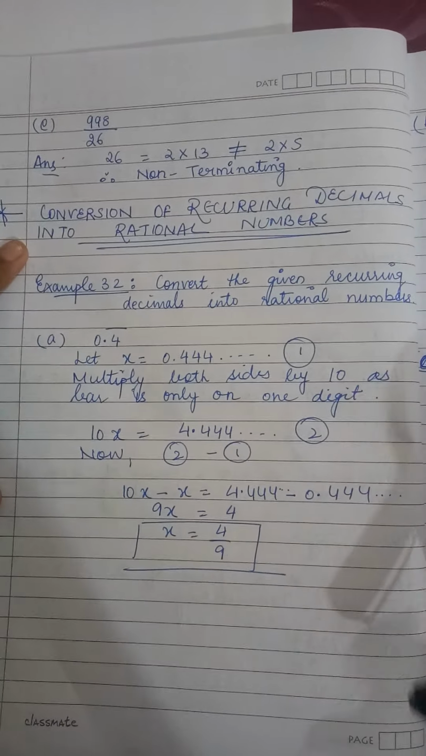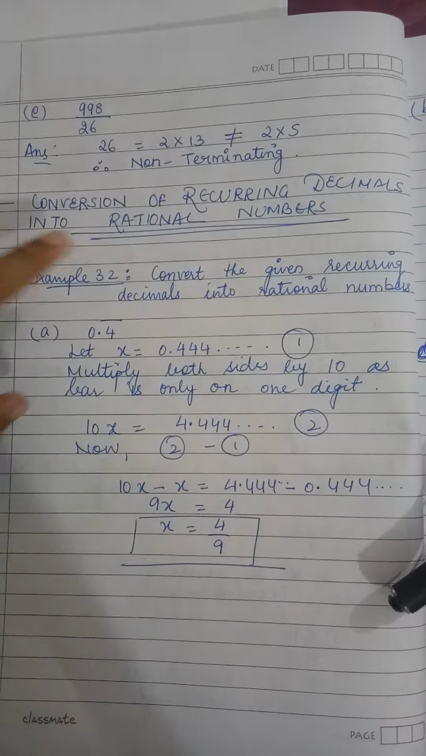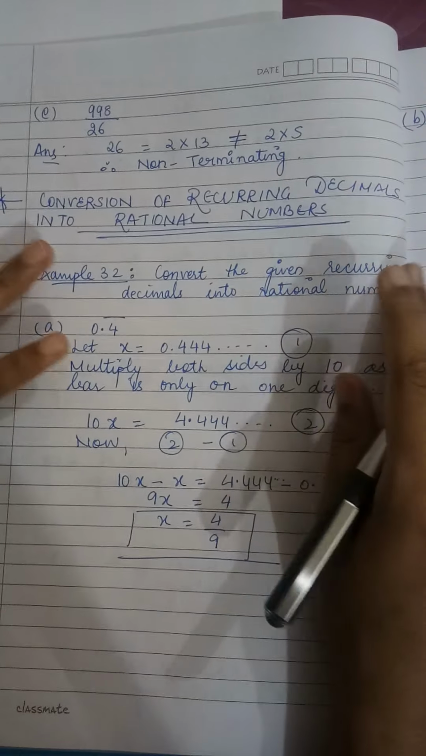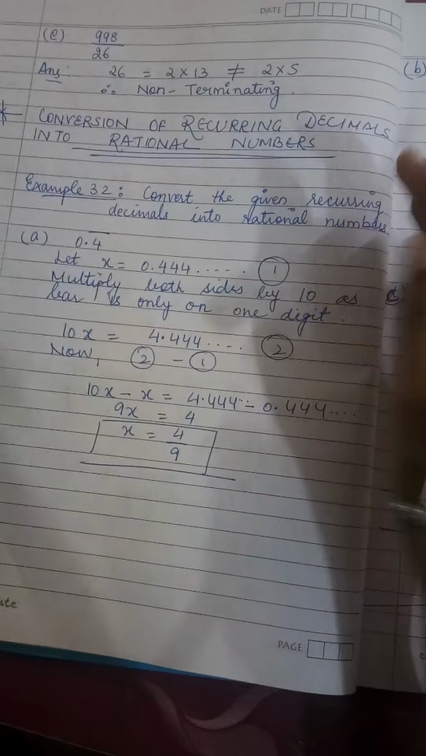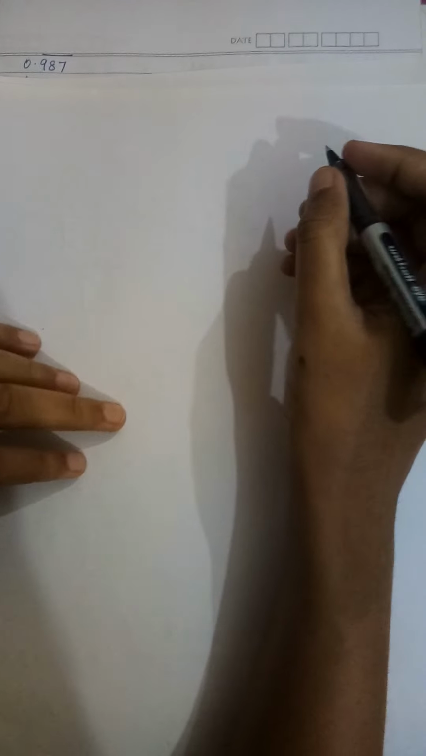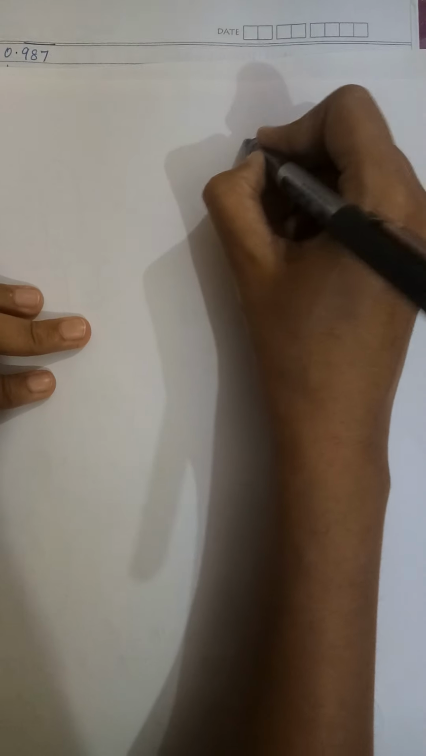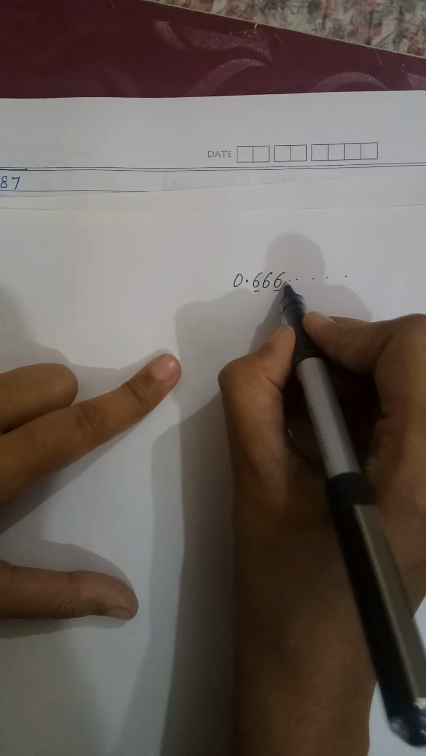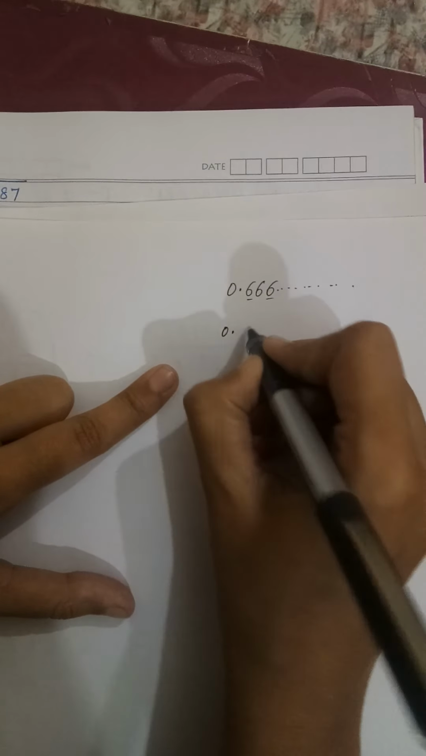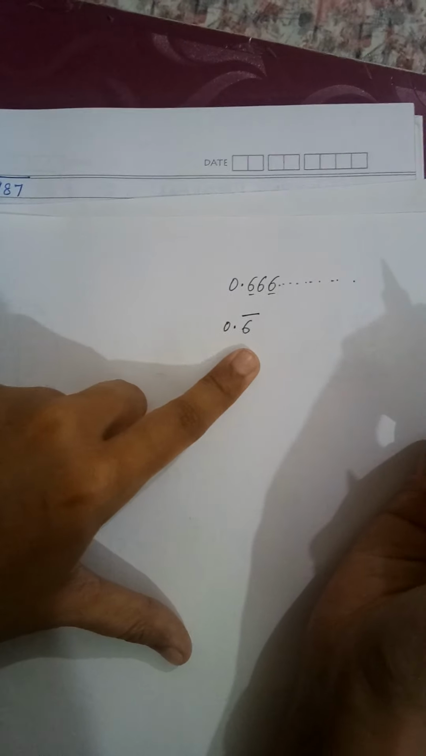The next topic is conversion of recurring decimals into rational numbers. Now what is the meaning of this? See, rational numbers, we all know that we have to write the rational numbers in the form of fractions, right? And recurring decimals means 0.666 and so on. These are recurring because 6 is repeating and it has no end, so it will be 0.6 bar. This is recurring.